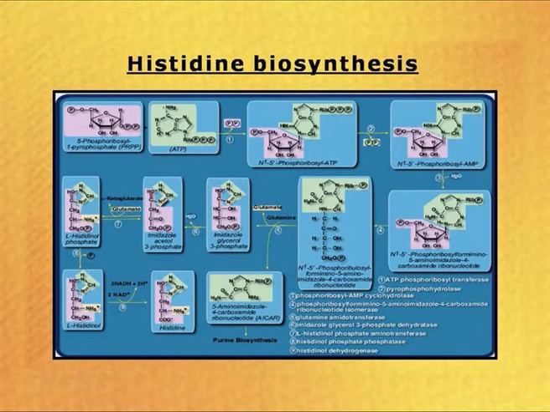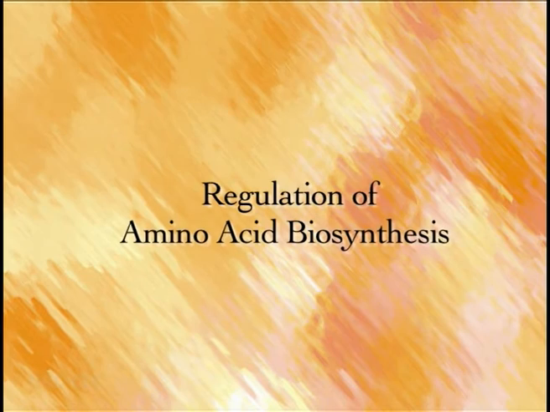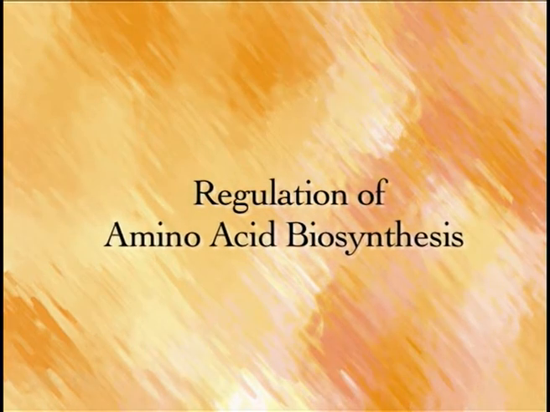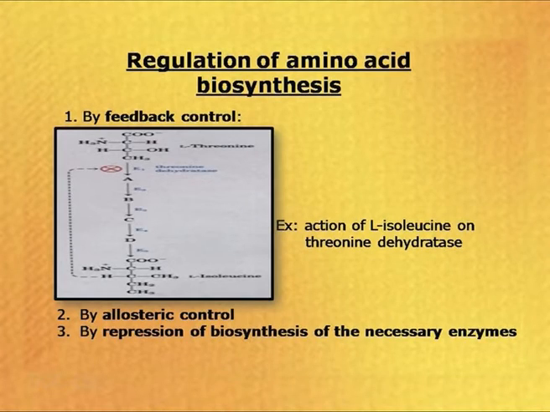Next, we can see in this slide histidine biosynthesis, which is another important essential amino acid. The starting compounds are 5-phosphoribosyl 1-pyrophosphate and ATP. As the slide shows, there are mainly three major control points. The first one is called feedback control.